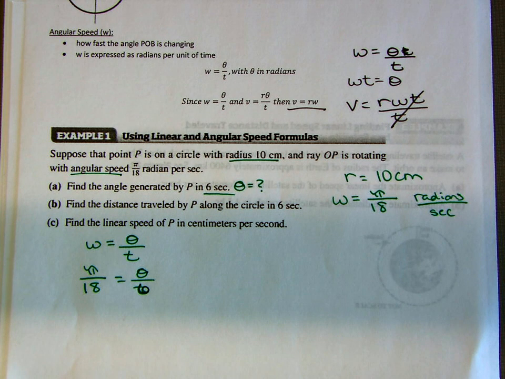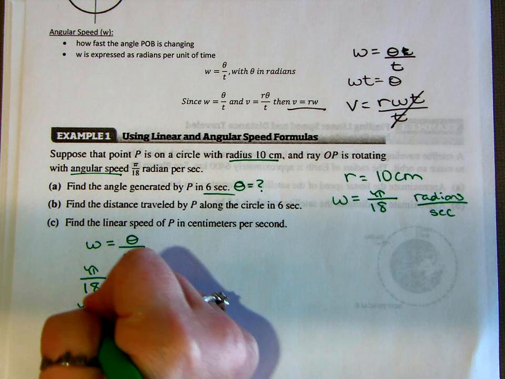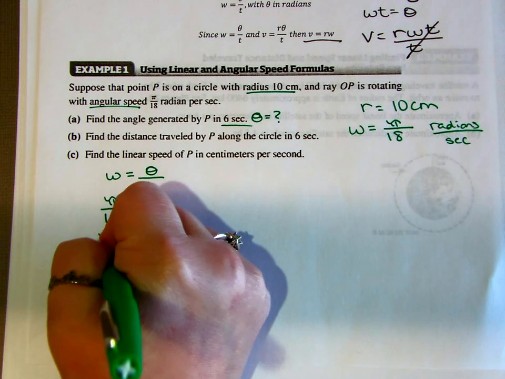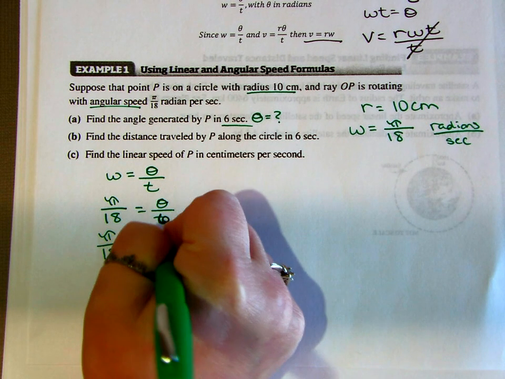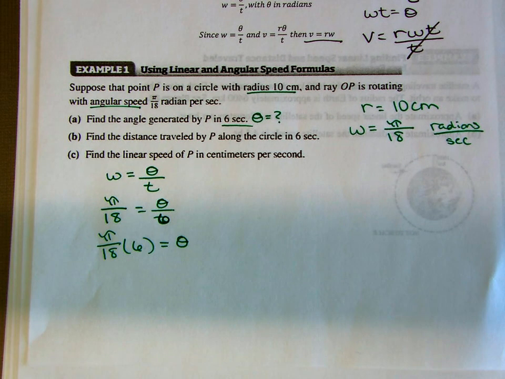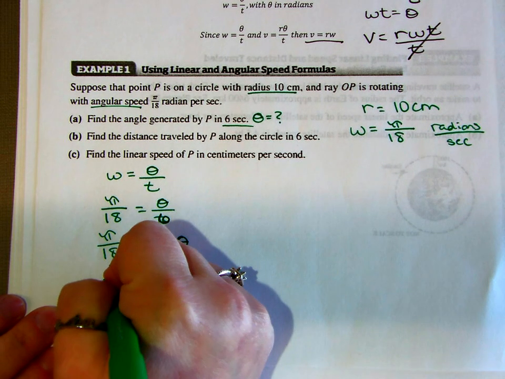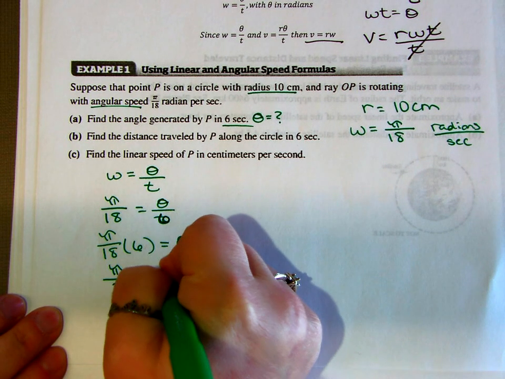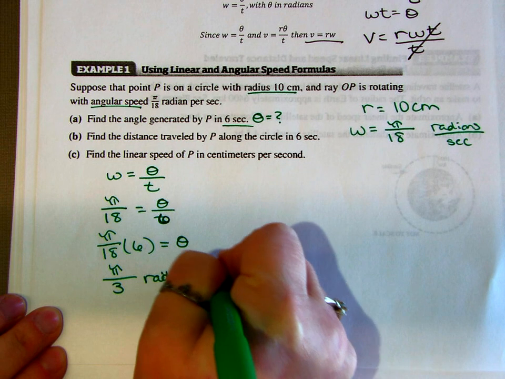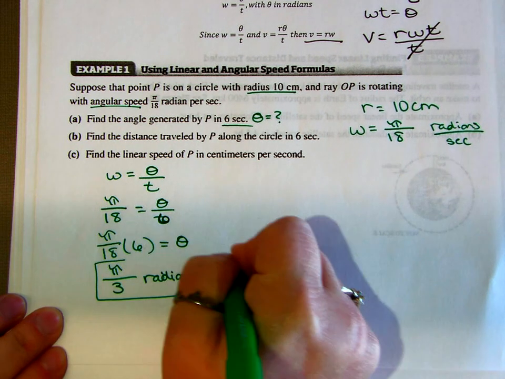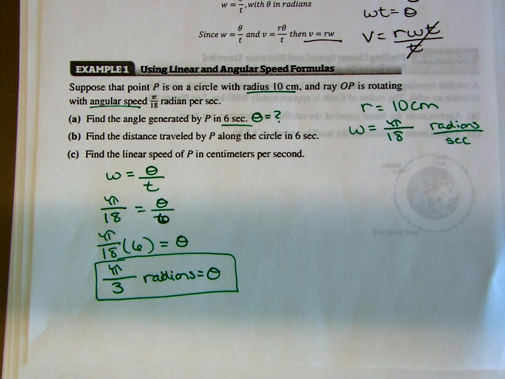So to solve for theta, I'm going to take pi over 18 times 6. Theta is always going to be kept in radians. So you find pi over 3 radians. That's the angle that's generated by P in 6 seconds.